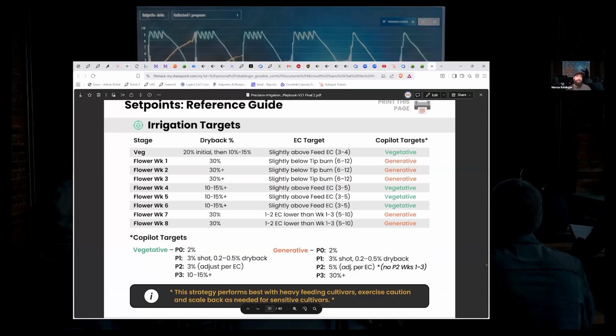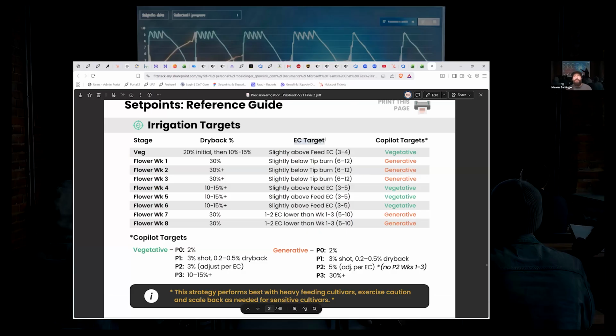Weeks 7 and 8, back to 30%. Plain and simple. I just go back to 30. I like to keep things as simple as possible. I do 30%, and usually I am giving P2s with that 30% at that point because the plants are fully grown and ripping. There are other options that we'll go through when we get there, but yeah, 30%. So straightforward. That is just what it is.